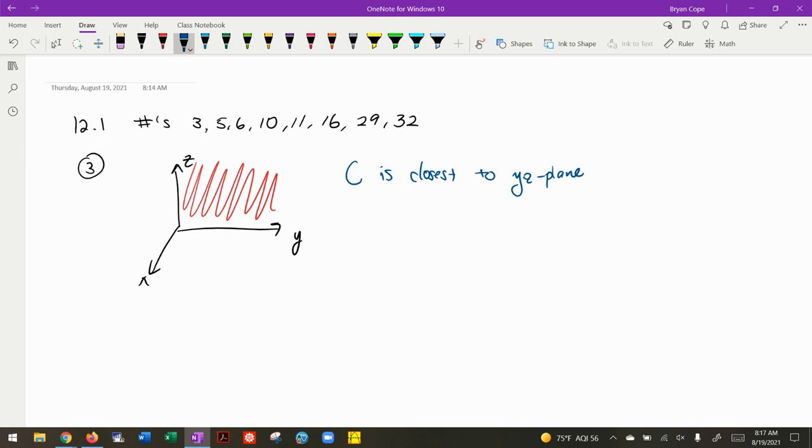Then which point lies in the XZ plane? A point in the XZ plane will have a Y coordinate of 0. So we're looking at A. A is in the XZ plane.